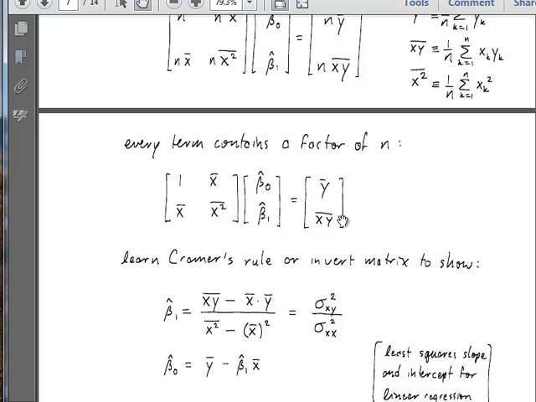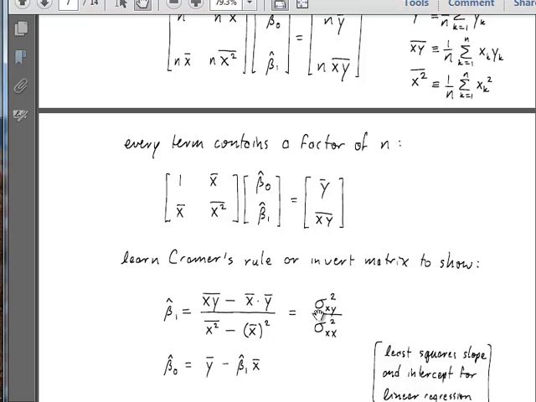Okay, so now you could just use Cramer's rule, or you can invert this matrix by any other means that you like. What you find is that beta 1 is given by this expression, which is now recognized as at least an estimate for our data set.